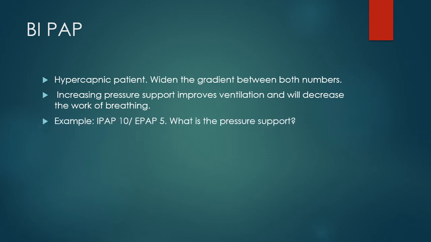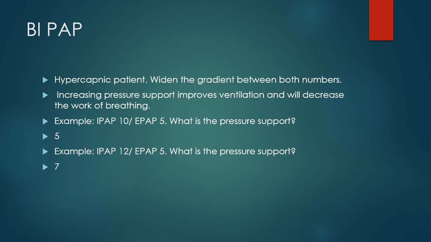So if I'm at 10/5 and I'm looking at my patient, there's some slight improvements, but I notice that they're still struggling to breathe, what I'm going to do is increase my IPAP. I may make minor changes because sometimes drastic changes could be very uncomfortable for somebody, but you're a clinician, do what you feel is best for the patient. For this example, instead of being 10/5, I went to 12/5. Simple math, my pressure support is now 7.